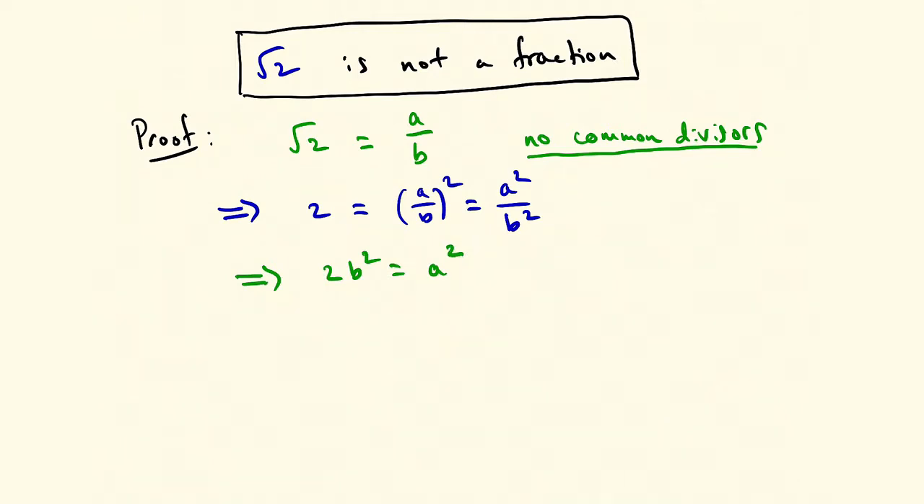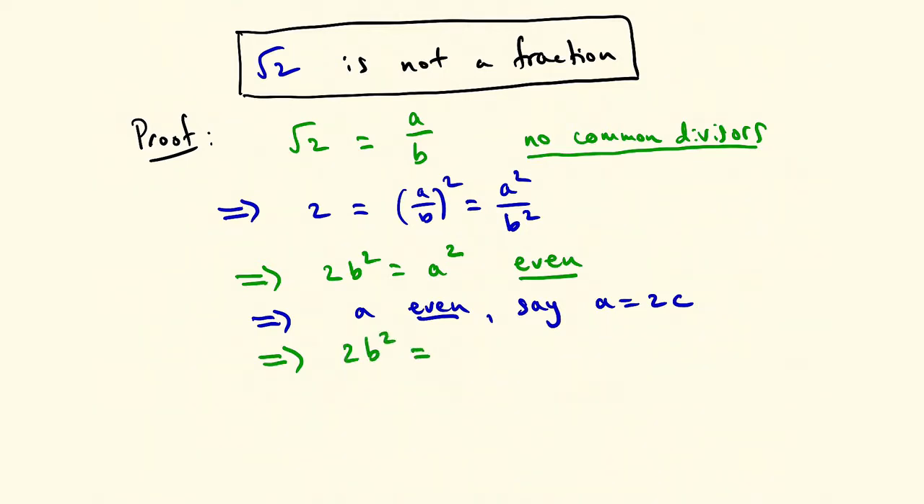Okay, so a squared is 2 times a counting number, 2b squared, so it's even. Okay, and it follows, you can think about why this is the case, that a itself must be an even counting number. So if it's even, it means it's 2 times something. Say a is equal to 2 times c for some counting number c. So if we go back to the previous line, we've got 2b squared is equal to a squared, but a is 2c, so that's 2c all squared, which is 4c squared.